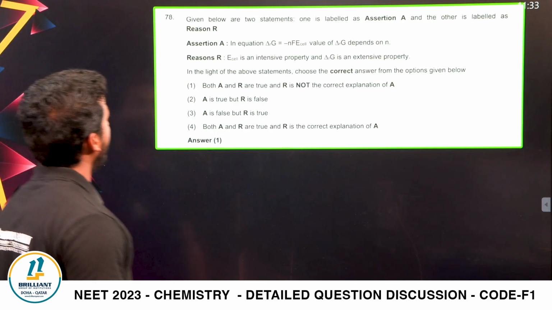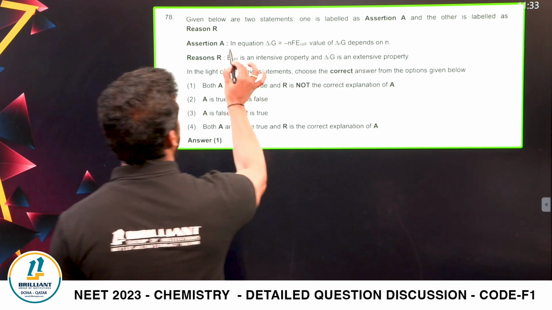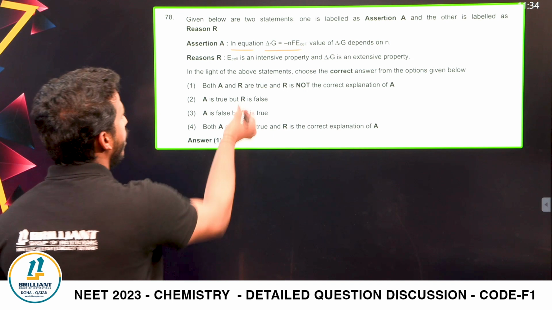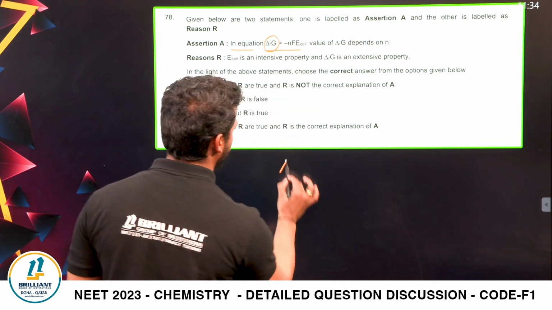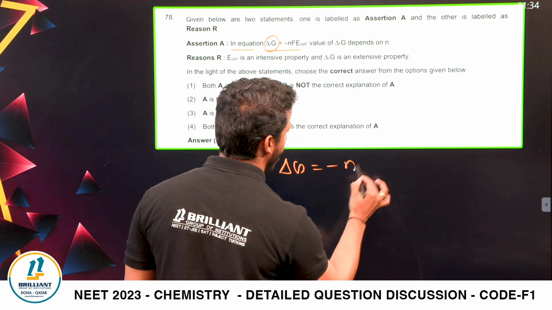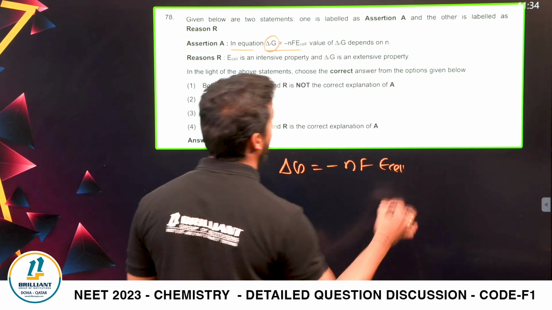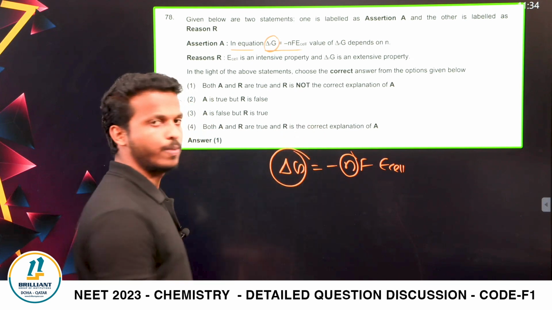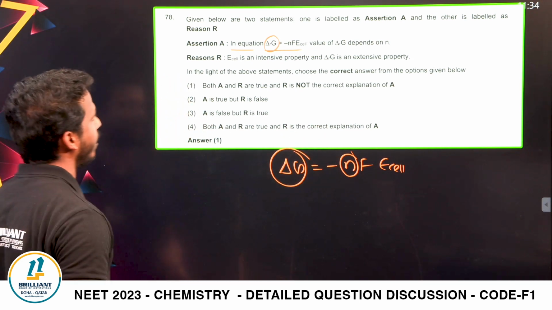Next one. Given below is an assertion. From the chapter electrochemistry, in the equation delta G, Gibbs energy, and E cell relation: delta G = minus nFE cell. All right. Delta G depends on n. Yes, delta G depends on n as per the equation, the number of electrons transferred. Yes.